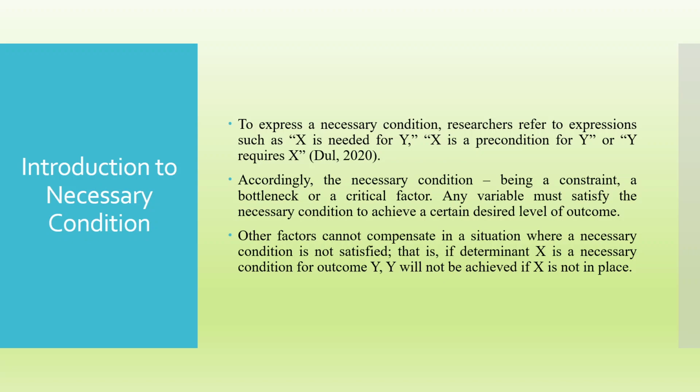Accordingly, the necessary condition is a constraint or a bottleneck or a critical factor. Any variable must satisfy the necessary condition to achieve a certain desired level of outcome. For example, you want to travel abroad. So the necessary condition is you should have the passport. Other factors cannot compensate in such a situation where a necessary condition is not satisfied. If you don't have the passport, other formalities will not work. So if determinant X is a necessary condition for outcome Y, Y will not be achieved if X is not satisfied or is not in place.